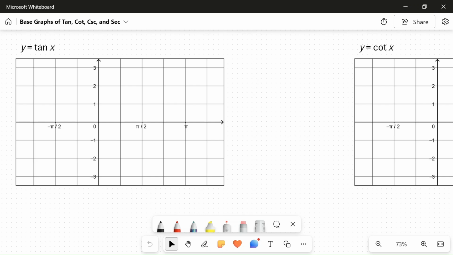So in a previous video, we looked at the base graphs of sine and cosine, and we saw they both have a domain from negative infinity to infinity. They have a range from -1 to 1, and their base period length is 2 pi. So it's the interval from 0 to 2 pi. And we kind of know they both have this wave type shape in their graph.